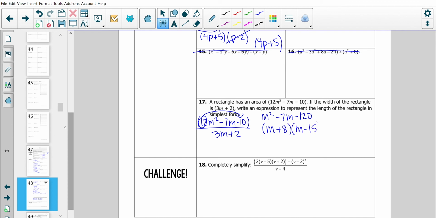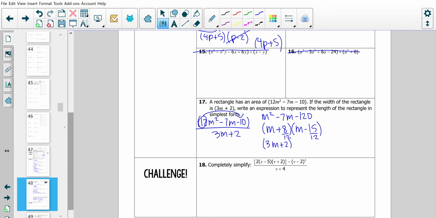So plus 8 minus 15. And then you're dividing by 12. So 8 over 12 will reduce to, what will 8 over 12 reduce to? 2 over 3. So that would give me 3m plus 2. This guy will reduce to 3 over 4.